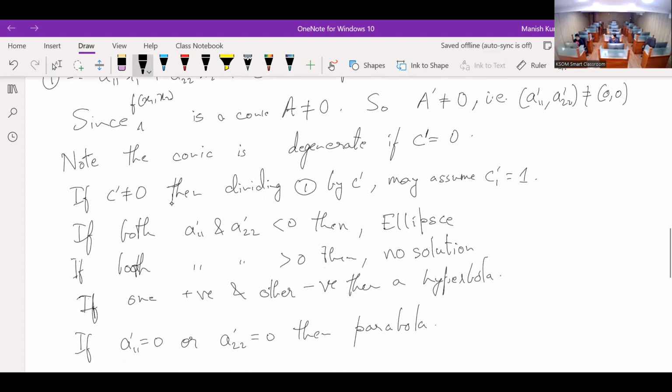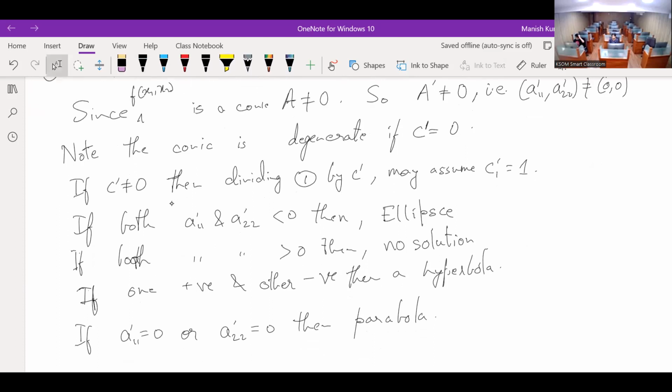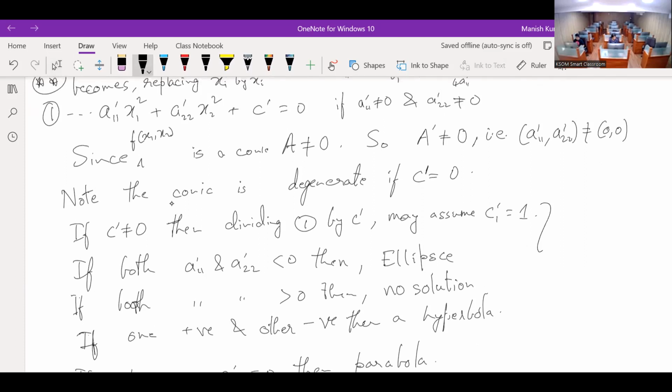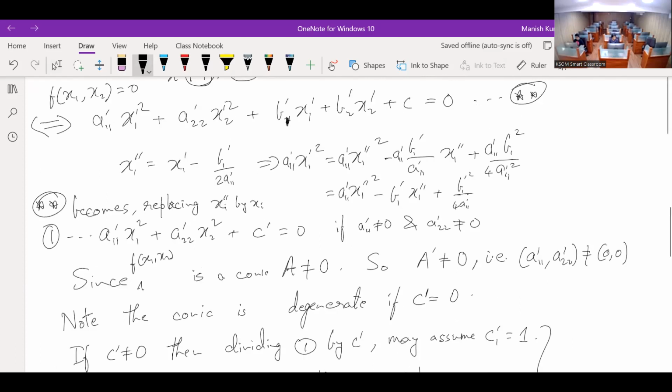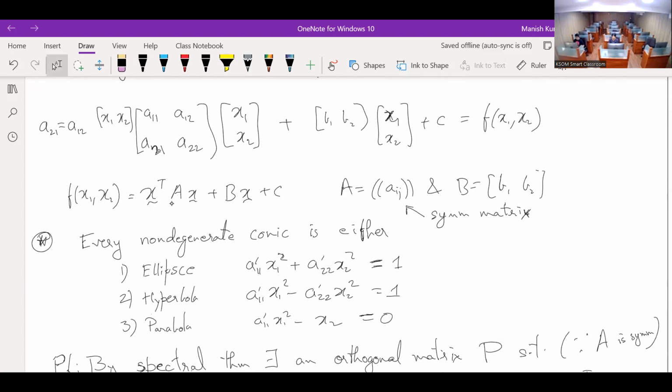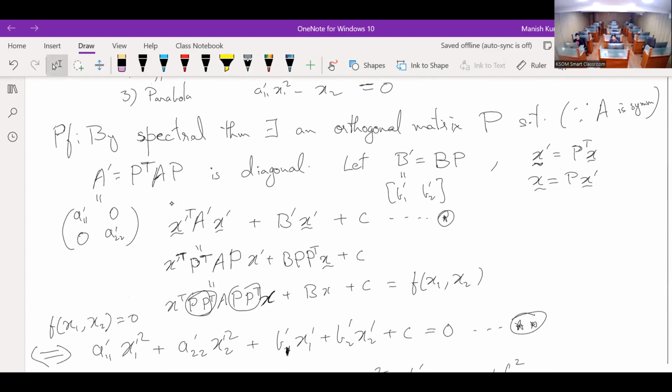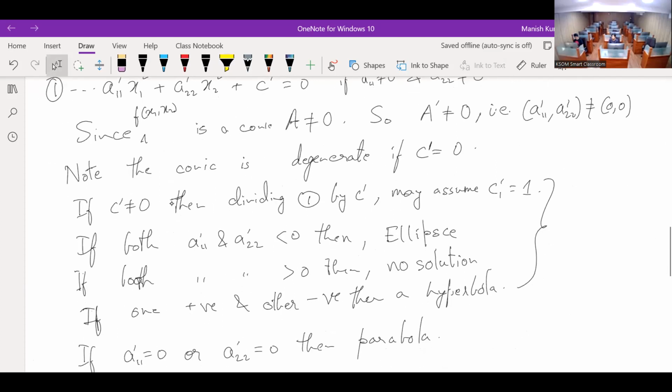No solution. And if one is positive and one is negative, then it's a hyperbola. So if you look at your symmetric matrix, you can just look at its eigenvalues. This A11 prime and A22 prime just tell you what the eigenvalues are. So if both the eigenvalues are non-zero and have different signs, then you can conclude that it's a hyperbola, right?